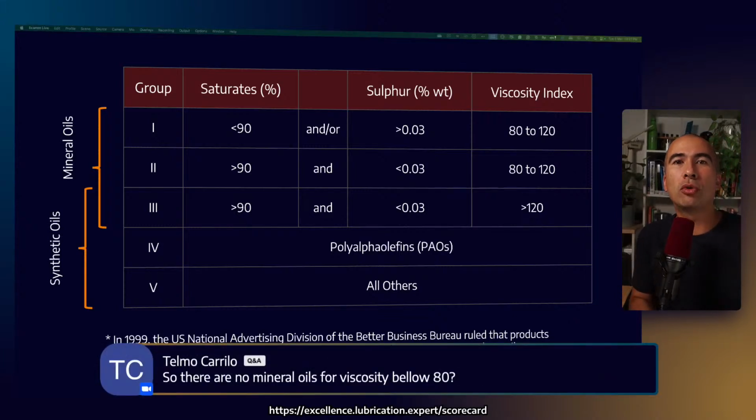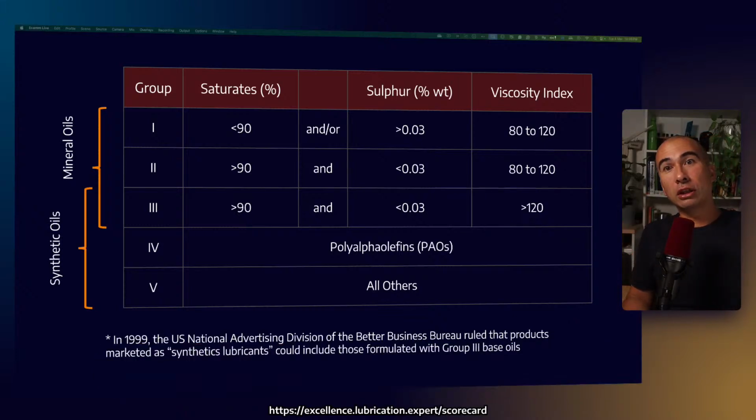So there are no mineral oils with viscosity below 80? No, so the viscosity index is not below 80. The viscosity can be below 80, but the viscosity index is a measure of how much the viscosity falls off with temperature. So just a little aside into viscosity index.